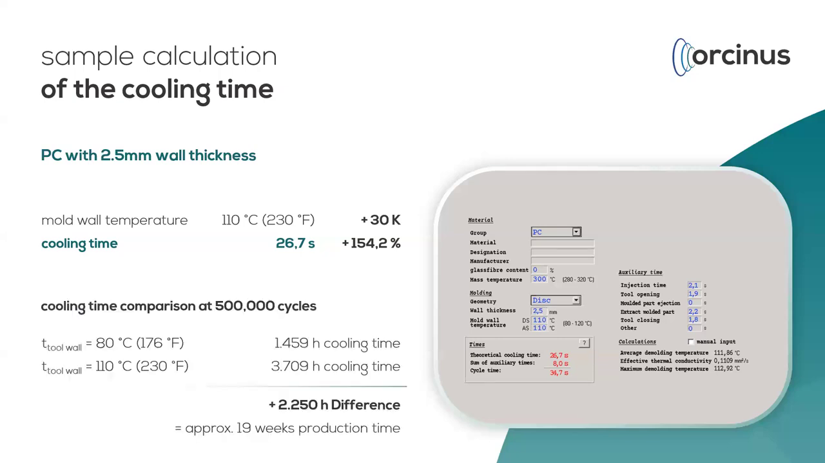And when you look at 500,000 cycles, then it is a lot more, approximately 19 weeks of additional working time. So this is the reason why we're talking about the potential of the cooling time, because 19 weeks of working time is, I think you understand, a lot.